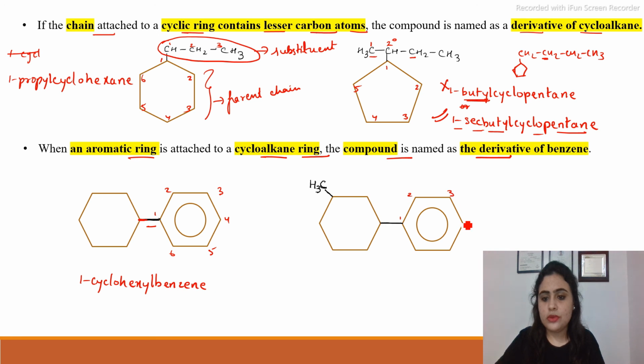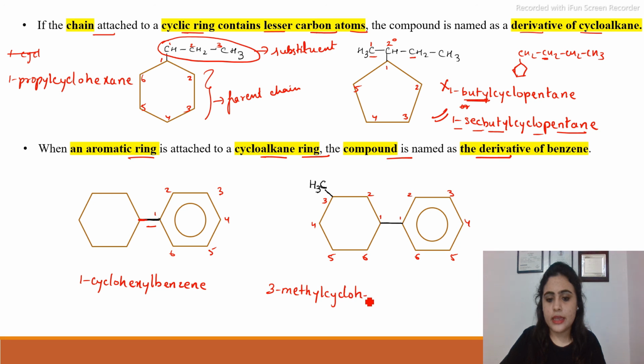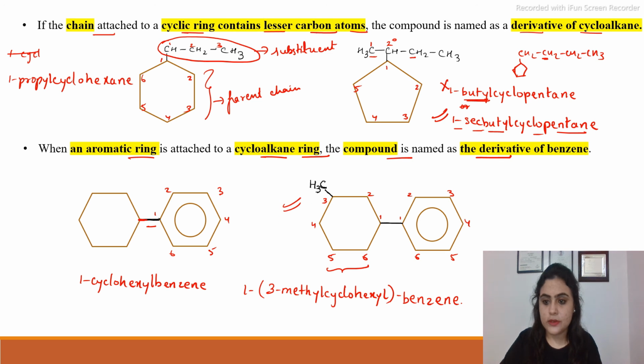1, 2, 3, 4, 5, 6. So here I'll write, and this is also a substituent, 1, 2, 3, 4, 5, 6. So 3-methylcyclohexyl. Okay, this is the name, and this is also a substituent. It's present at the 1 position. So 1-(3-methylcyclohexyl)benzene. Okay, this is the correct name for this compound.